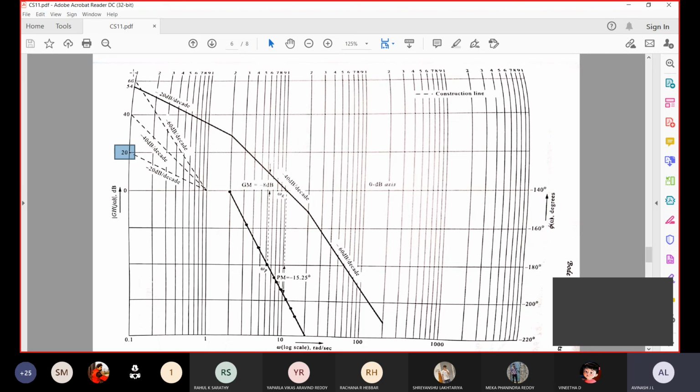Here you can see that 1 is the initial value, 10 is the final value. From 0 to 10 is not a decade. So from the 20 dB line you just draw a dotted line here, and it will become minus 20 dB per decade. From 40 dB also you draw a line, it will be minus 40 dB per decade. From 60 dB also you draw the line, it will be minus 60 dB per decade. That is how we are going to consider. Once we draw this, similar to the last numerical, we can construct the graph.